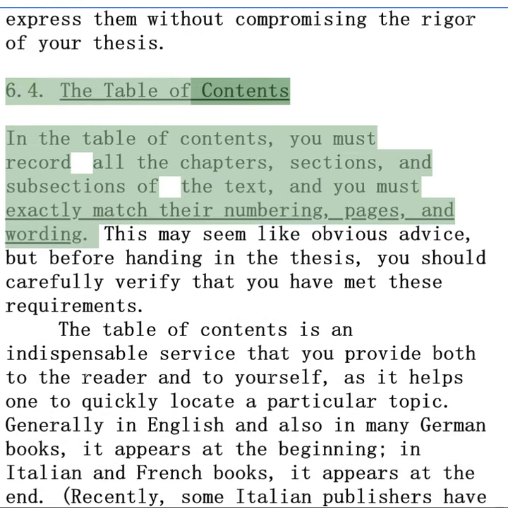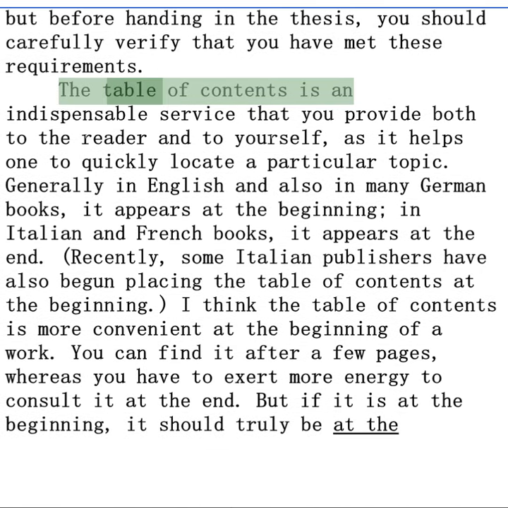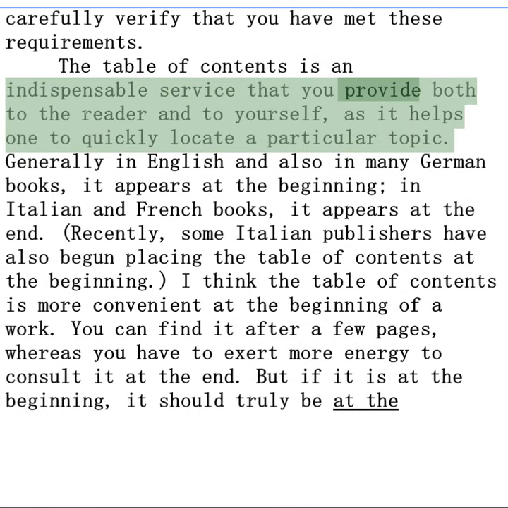6.4. The table of contents. In the table of contents, you must record all the chapters, sections, and subsections of the text, and you must exactly match their numbering, pages, and wording. This may seem like obvious advice, but before handing in the thesis, you should carefully verify that you have met these requirements. The table of contents is an indispensable service that you provide both to the reader and to yourself, as it helps one to quickly locate a particular topic.